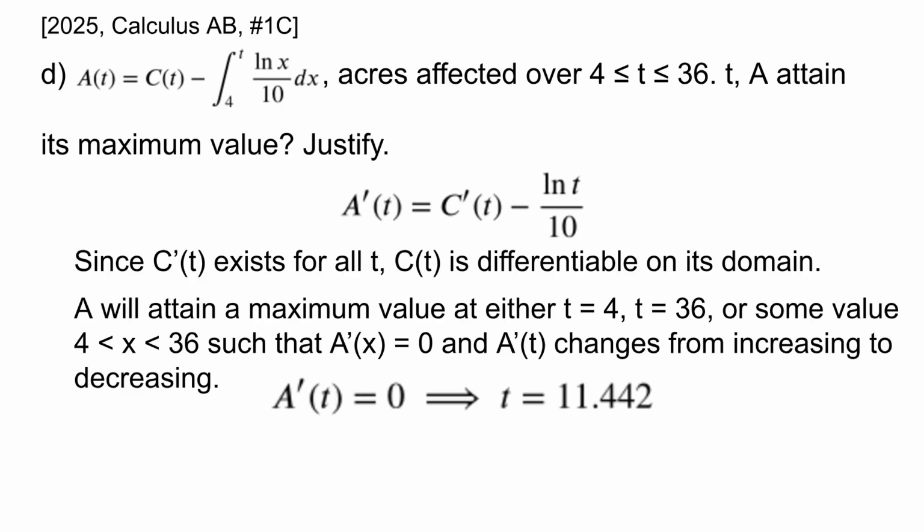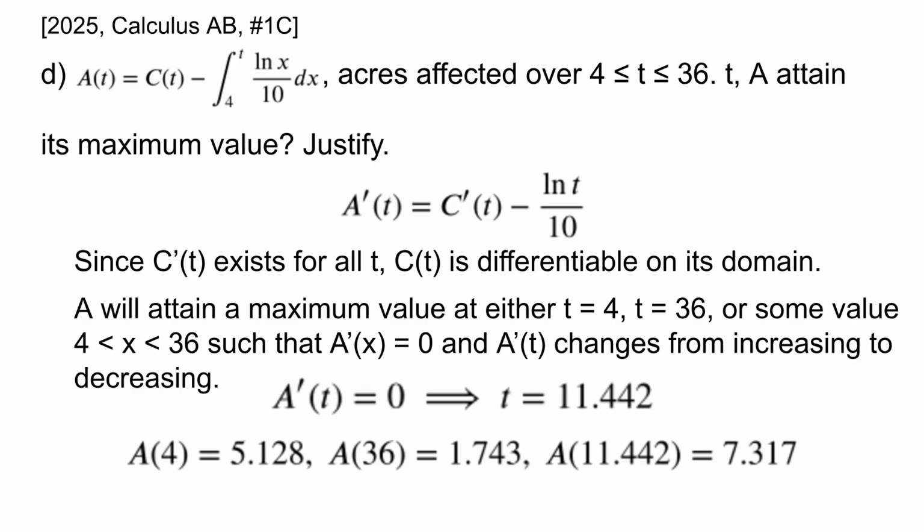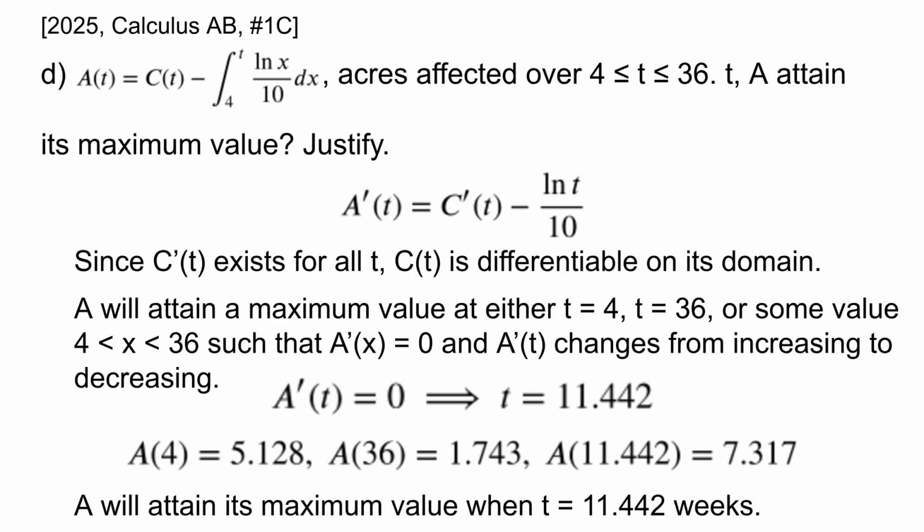Using our calculator, a prime of t equals 0 implies that t is 11.442 weeks. Evaluating the function, a of 4 is 5.128, a of 36 is 1.743, and a of 11.442 is 7.317. And from these values, we can conclude that a will attain its maximum value when t is equal to 11.442 weeks.